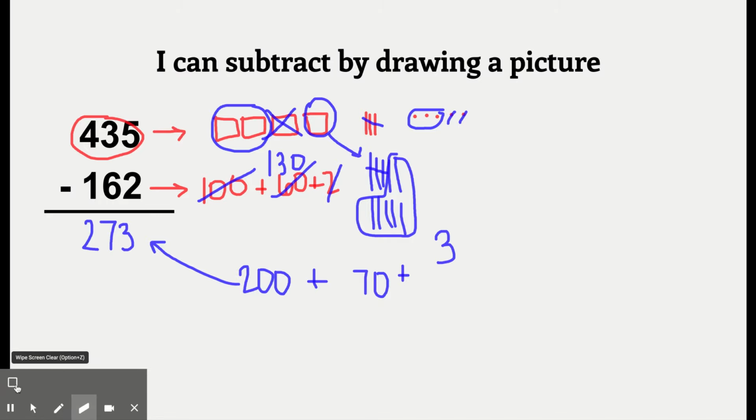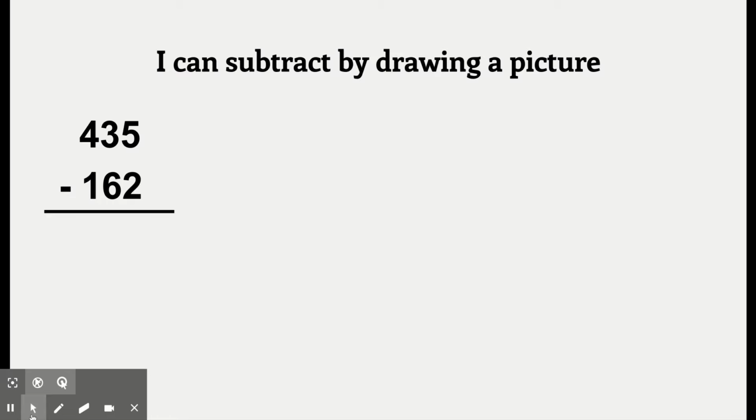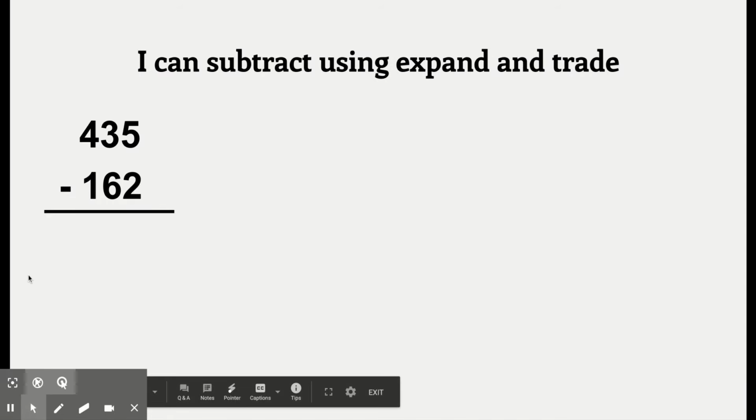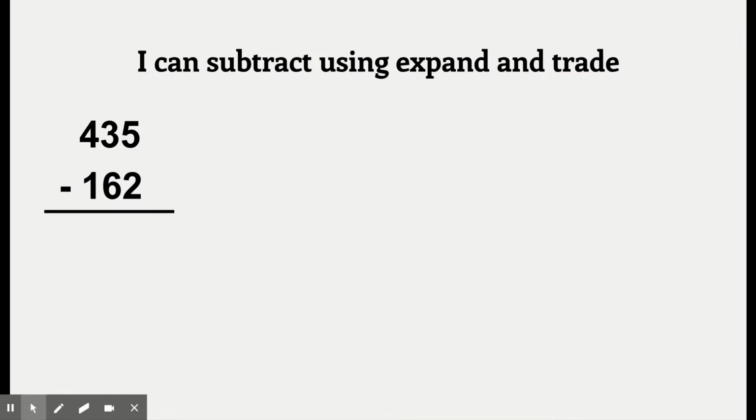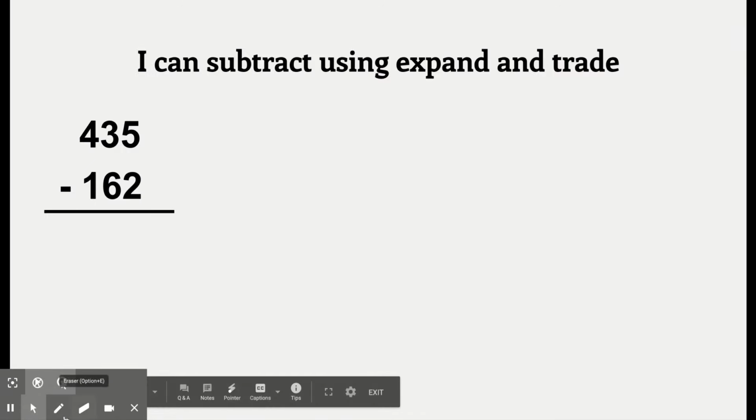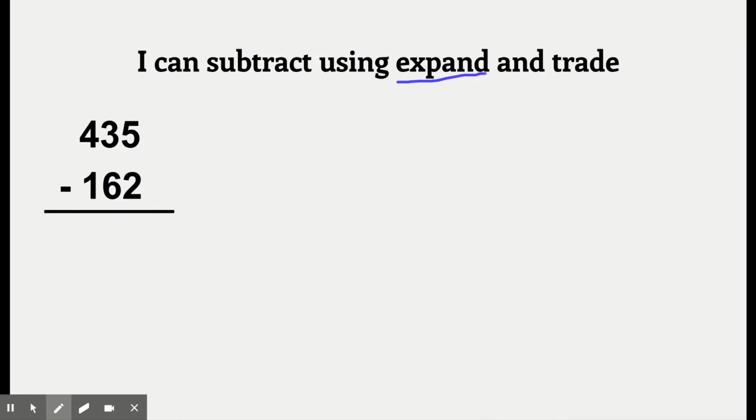All right, let's look at our next strategy. We can also subtract using expand and trade. When I use this strategy, I immediately think of expanded form from the word expand. This time, instead of drawing pictures, I'm going to expand each number into expanded form to see the value of each digit.